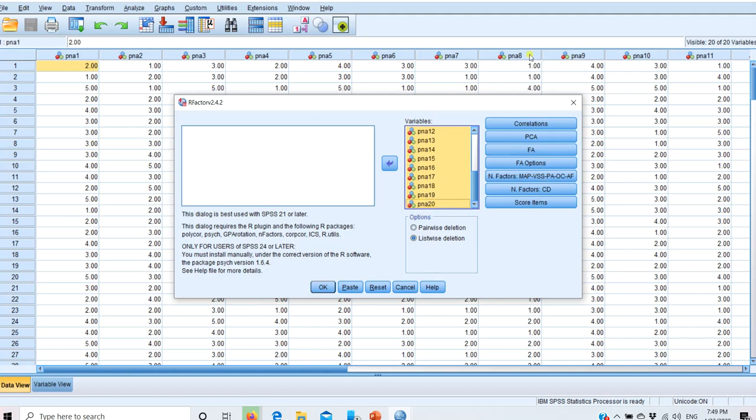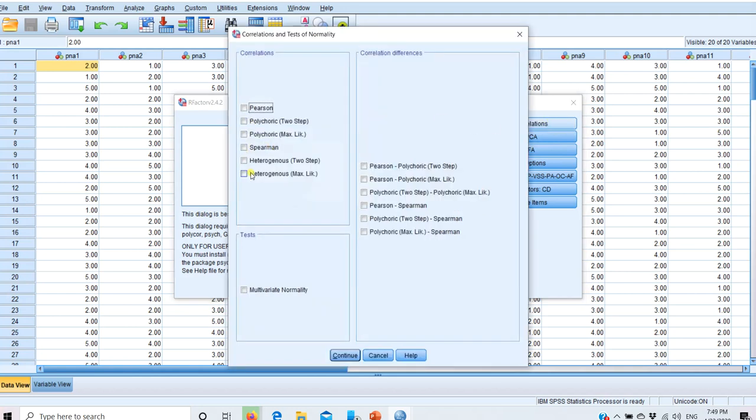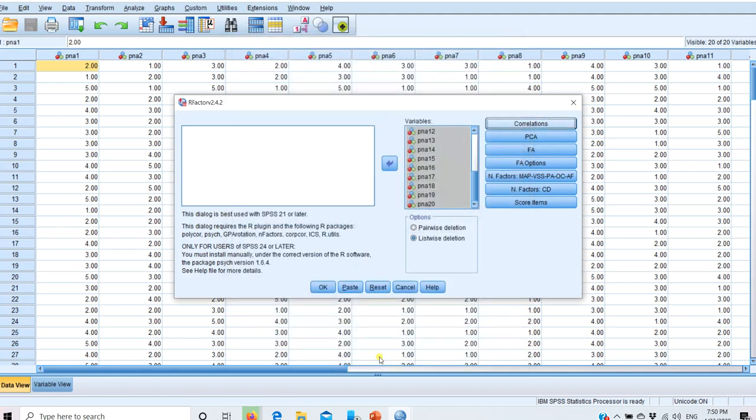Now this dialog box can perform principal component analysis and factor analysis, and one very good thing is that it can also calculate polychoric correlations. Most researchers analyze scales using Pearson correlation, but there is a debate that Likert scale data are basically ordinal, and therefore polychoric correlation should be used. So if you are interested in polychoric correlation, then this software gives this option also. This software, rather this R dialog box.